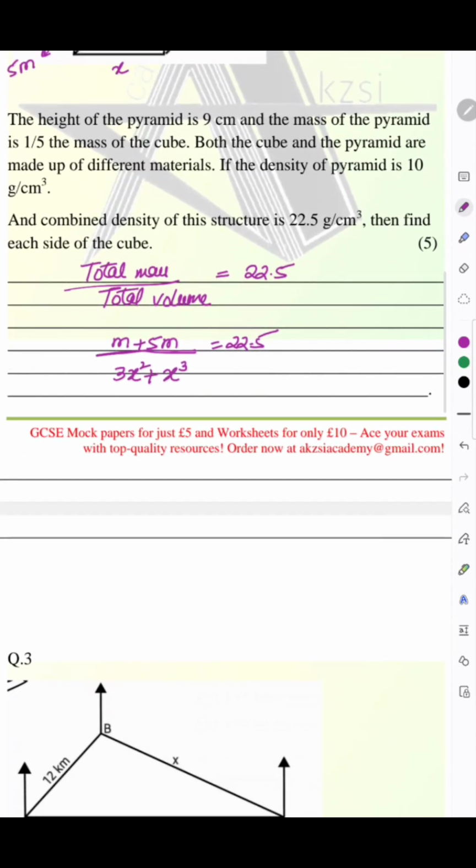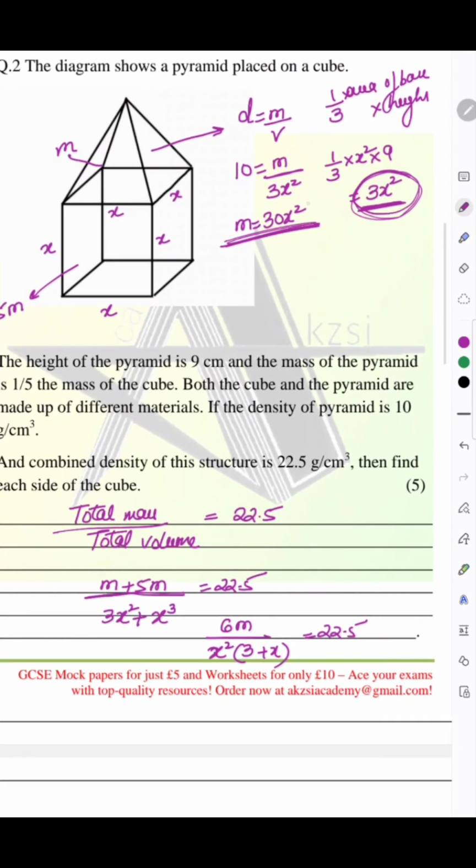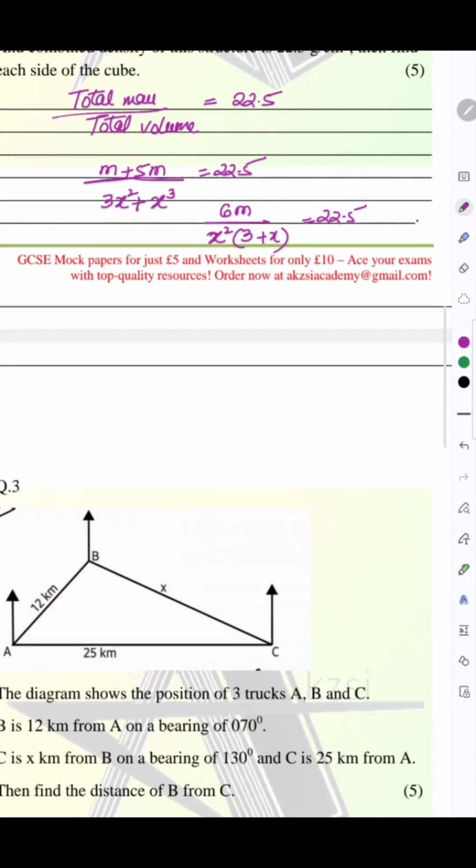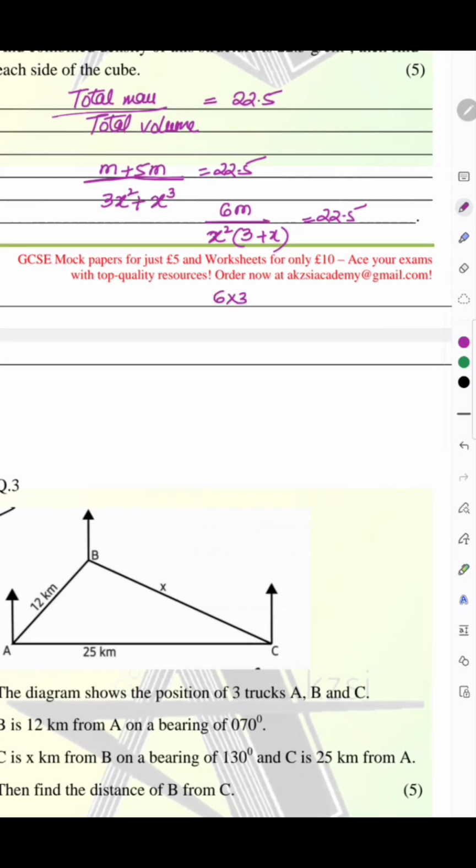m plus 5m is 6m over, I can take out x squared as common, x squared times (3 plus x). And this is equal to 22.5. m we have already calculated in terms of x squared, which was this: m is equal to 30x squared. So 6 times 30x squared over x squared times (3 plus x) equals 22.5. I can cancel out x squared and x squared. This will be 180 over (3 plus x) is equal to 22.5.